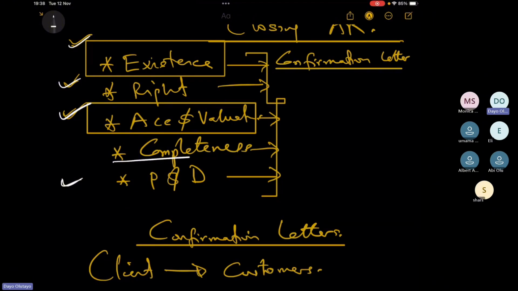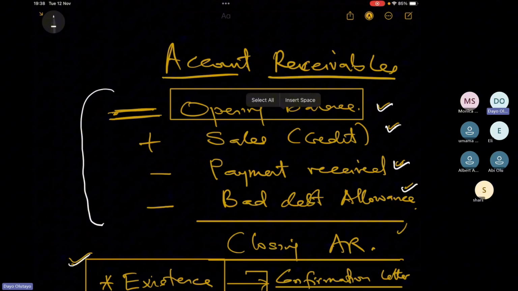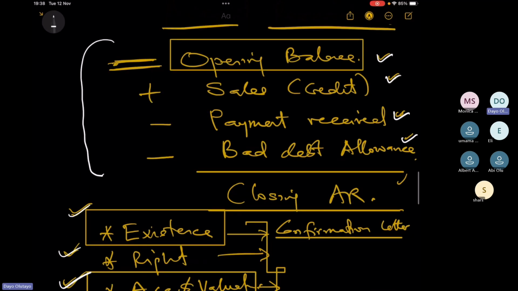Now, on completeness, how do you know that everything has been recorded the way they should be recorded? This is where you need to look at this table, which is your movement schedule of account receivable. By the time you've tested all of this, you can be rest assured that you have completeness, which means we need to look at each of these. So opening balance, I've told you the only way to audit it is to check it with the prior year audited financial statement. But you need to audit sales.